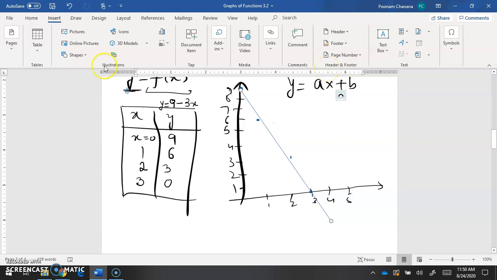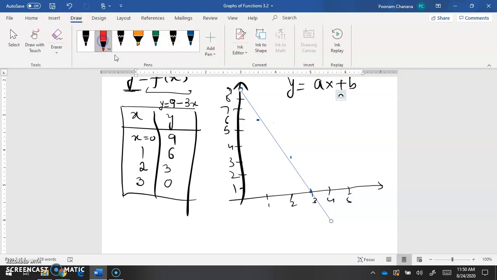So where does it meet the x-axis? That will be your x-intercept. What is that? This point is your x-intercept. X value is 3, y value is 0. What is this point? This is the point where the graph meets the y-axis. So this is the y-intercept.